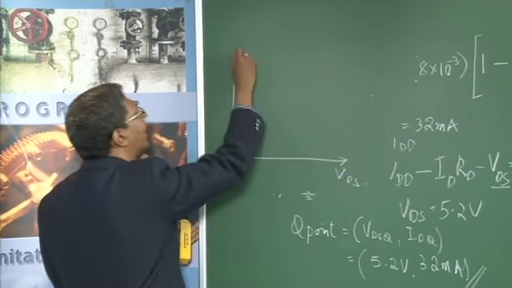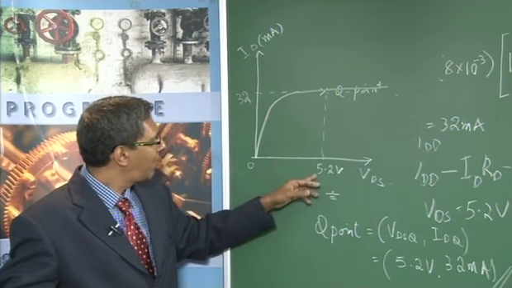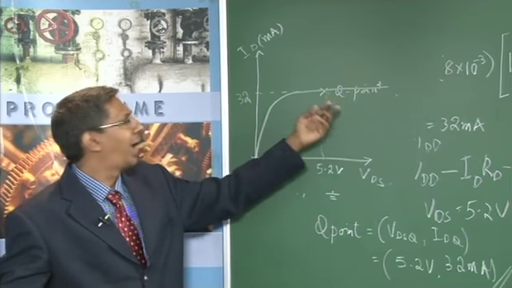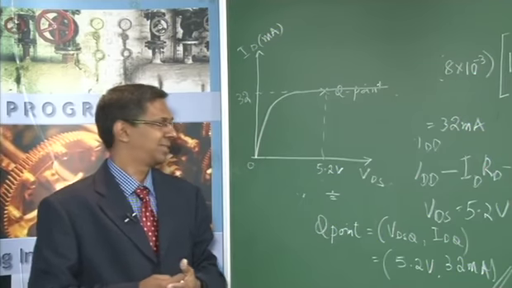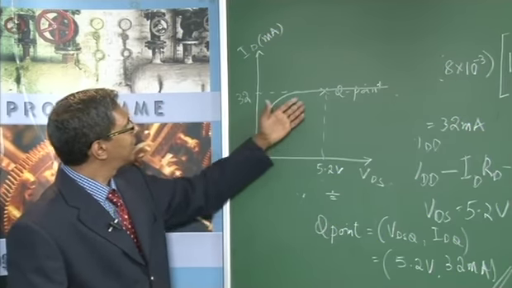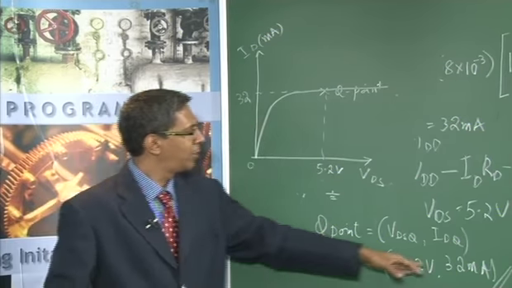So by using this technique of VDD and RD, I have ensured that I am going to be in the saturation region and I have enough leverage on either side of the saturation of the Q point, which enables me to have the uniform amplification for my signal. So that's the answer. The Q point is 5.2 volts and 32 milliamperes.